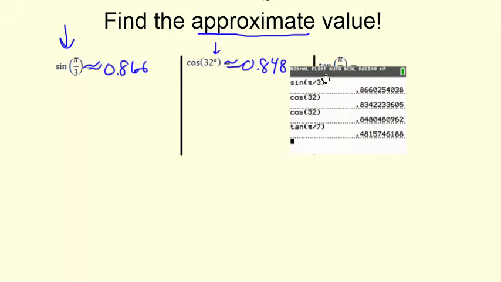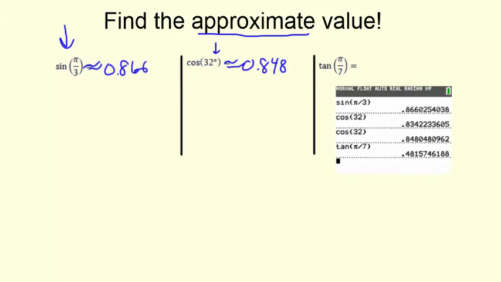I'm feeling kind of lazy. I'm just going to drag it over. There it is. It's 0.481. So that's the approximate value of the tangent of pi over 7. 0.48157, blah, blah, blah. Awesome. So you can use your calculator for approximate. That is the main chunk of this thing. That's going to be the math trick. That's going to be the practice, is doing all those things.